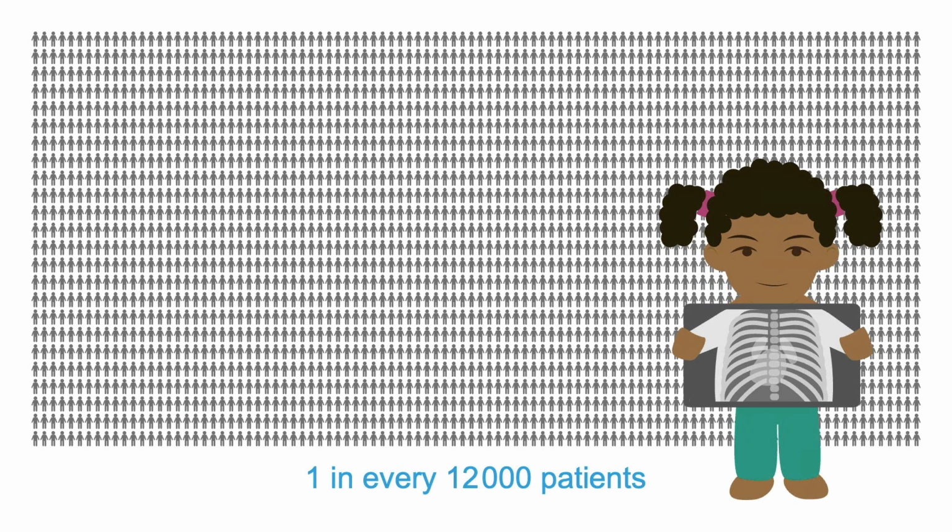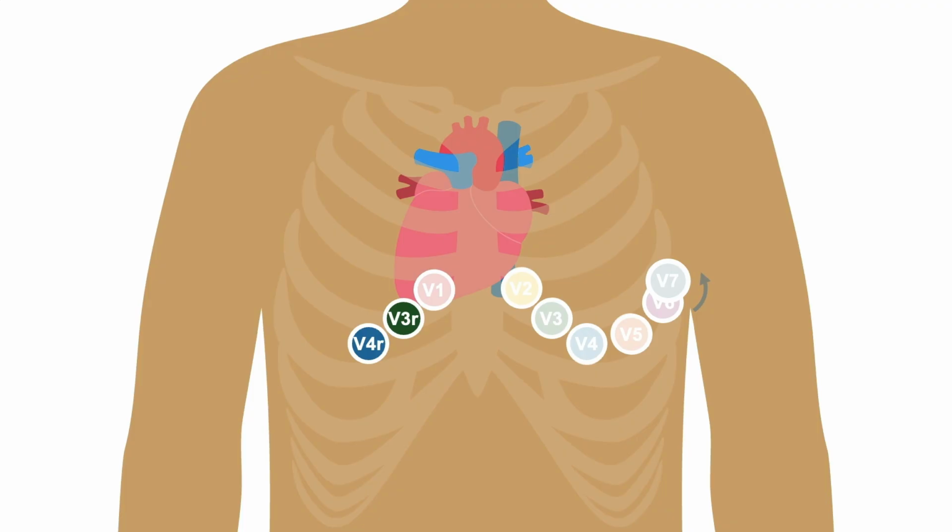Though dextrocardia is uncommon, occurring in about 1 in every 12,000 patients, patients with congenital heart disease are much more likely to have dextrocardia. Placing leads on the right side of the heart makes it much easier to identify this variant on a conventional ECG.